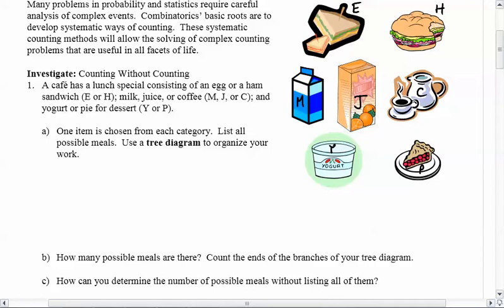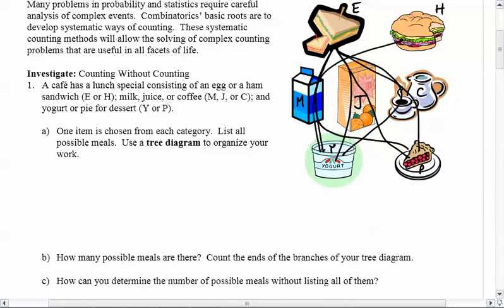Well, we could do this by kind of connecting the dots. There's one egg sandwich with milk and yogurt, or egg sandwich with milk and pie, juice and yogurt, juice and pie, coffee and yogurt, coffee and pie. We do the same thing for the ham. Ham with milk and yogurt, milk and pie, juice and yogurt, juice and pie, coffee and yogurt, coffee and pie. And you can see that this diagram kind of gets complicated and messy pretty fast.